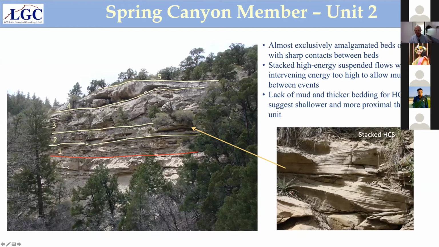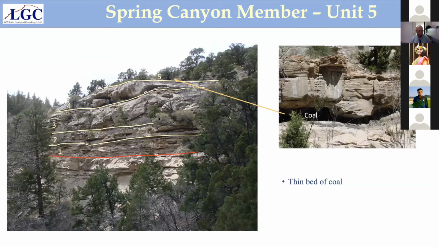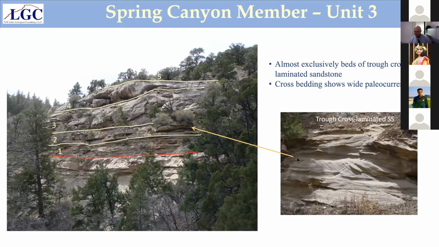Okay, we move up a little bit further into unit 3. Have I missed one there? Oh, there we go. Into the third unit. Okay, that arrow should go up a little bit higher. Sorry about that. And now we're looking at a situation where we see a lot of trough cross-bedding.